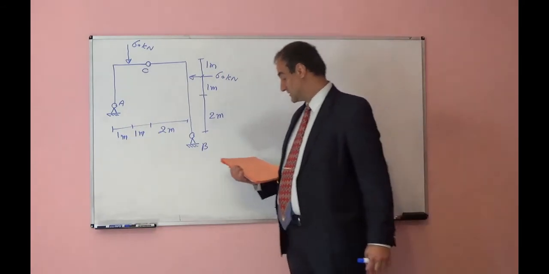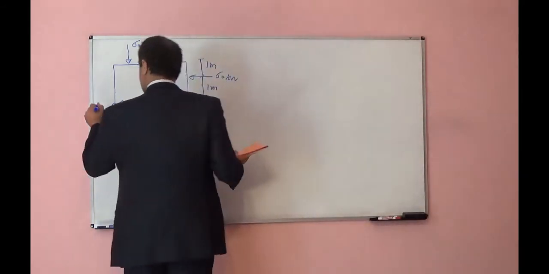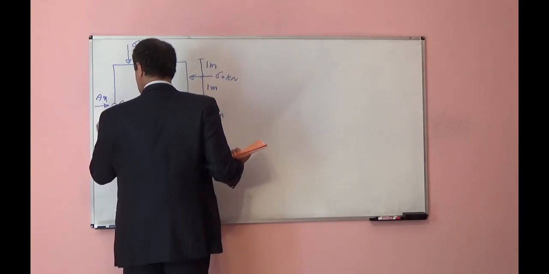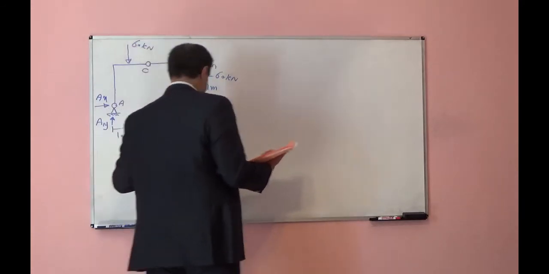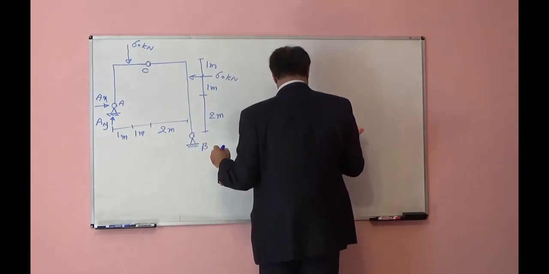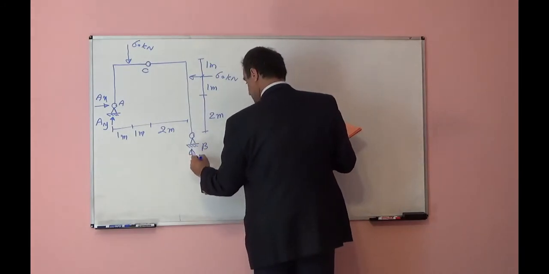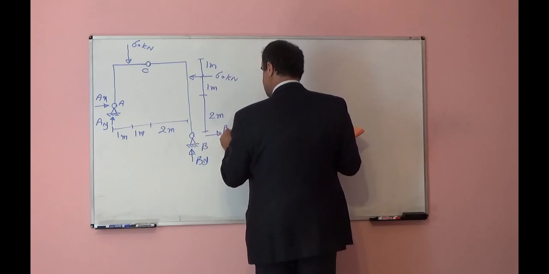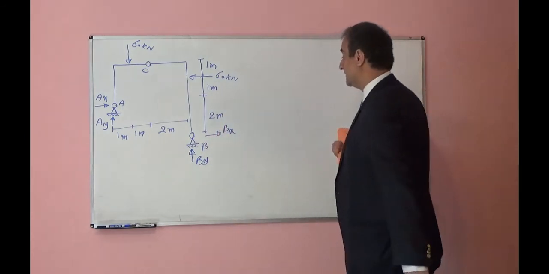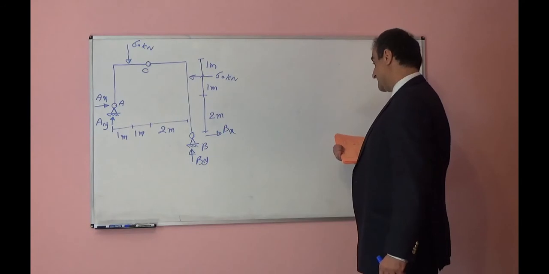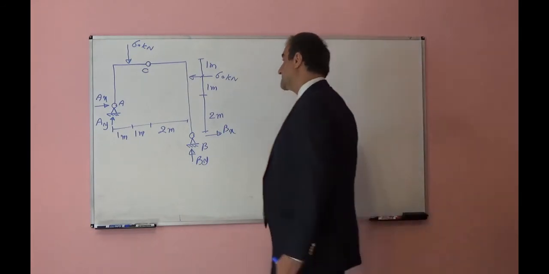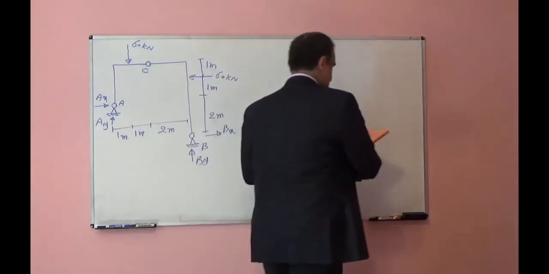Again, let's show the reactions. The reactions will be Ax, Ay, By, and, for example, Bx. Let's find these reactions. First step, I will take moment with respect to hinge C for the right side.